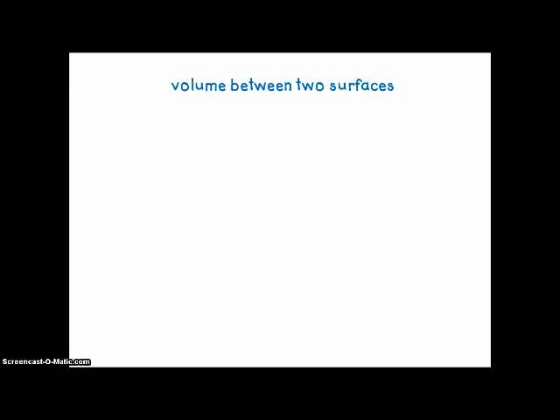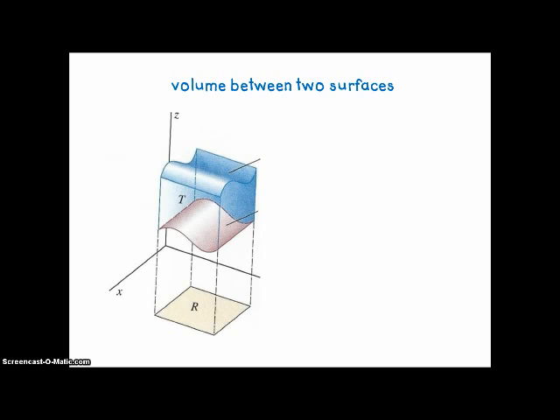Okay, now we're going to talk about the volume between two surfaces. Something like this. How would you find the volume between the two surfaces, the blue one and the pink one? We have a z value for the top surface. We'll call that function f sub 1. And we have a z value for the bottom surface. We'll call that z sub 2 or f sub 2.